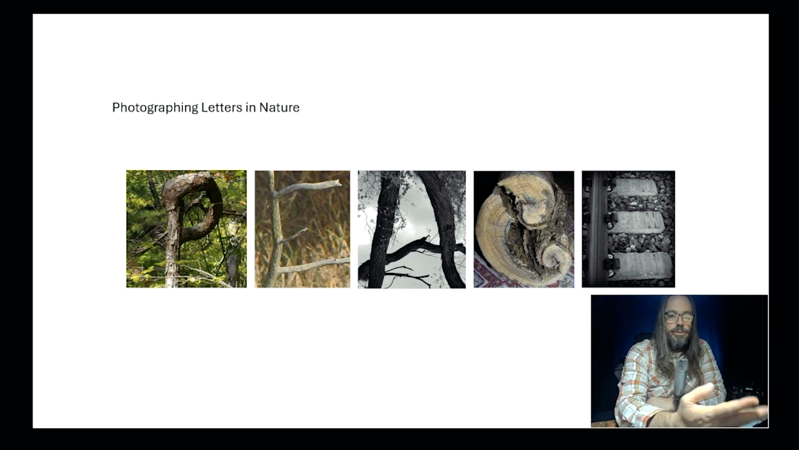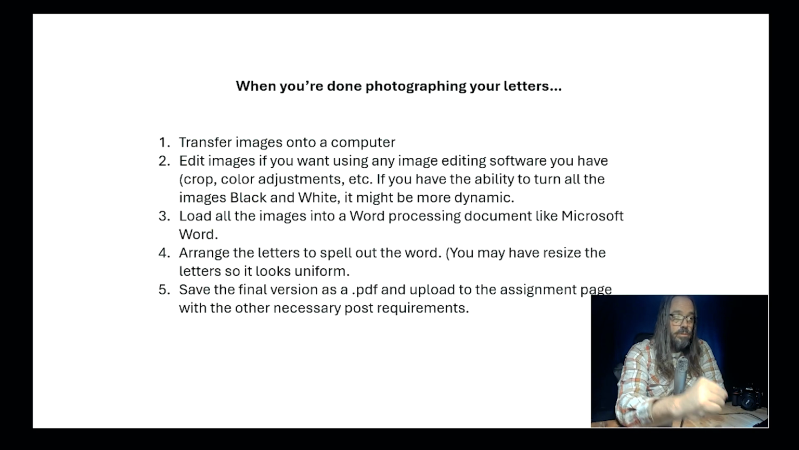After you go out and you think of your word and you go out into the world and you photograph these things, you can transfer them onto your computer. At the very end, there's a little step-by-step of what to do. You can use an image editing software program. Anything that comes with your computer will be fine. Basically, you want to crop the images. If you shoot a little wide, try to crop the images down. And then if you have the ability to turn them into black and white, just take a look at what the word looks like in black and white.